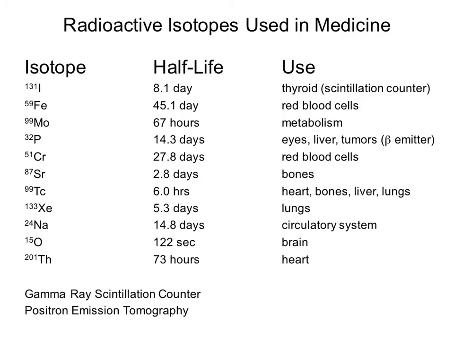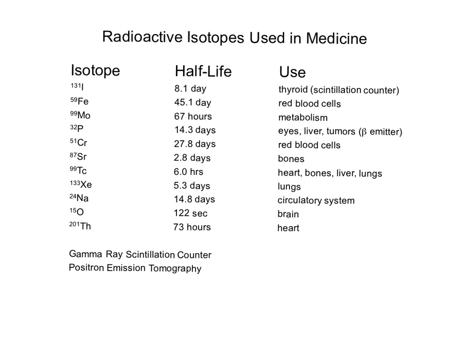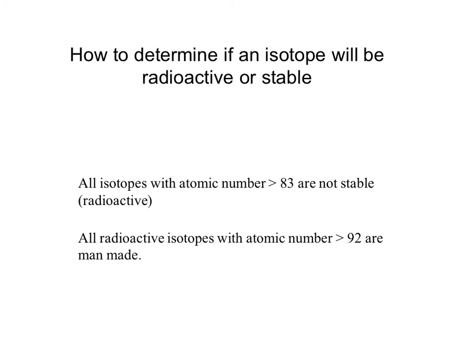And here are some of the isotopes used in medicine. I was just talking about iodine 131. 8.1 days is the half-life for thyroid. And then you just look all over the place. You got red blood cells, metabolism, tumors, eyes, red blood cells, bones. All these different radioactive isotopes can be used. So that is the story with the scintillation counter and how you can image tumors and different organs and so on. Very exciting.